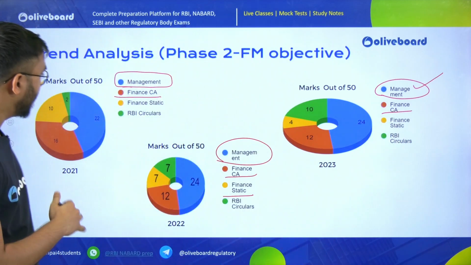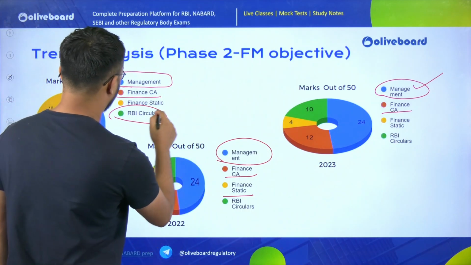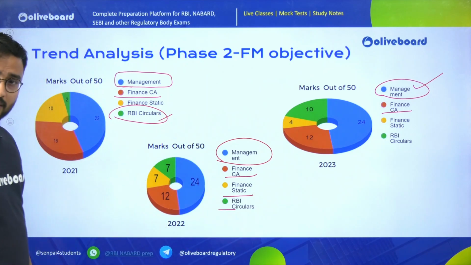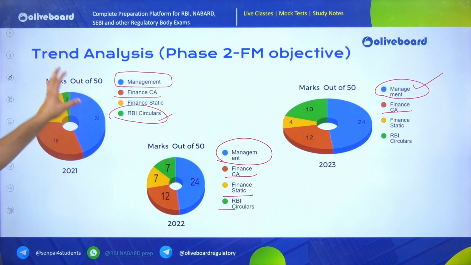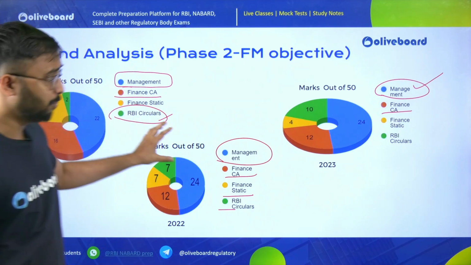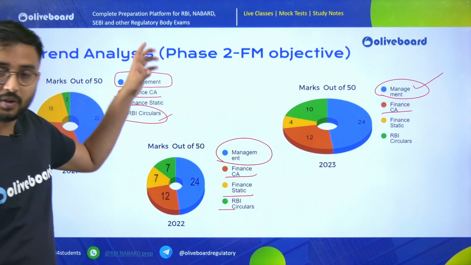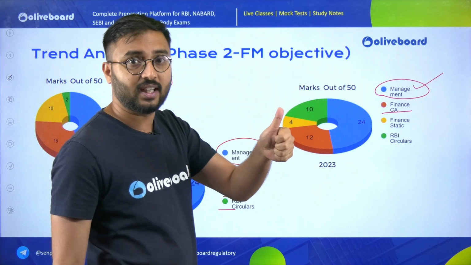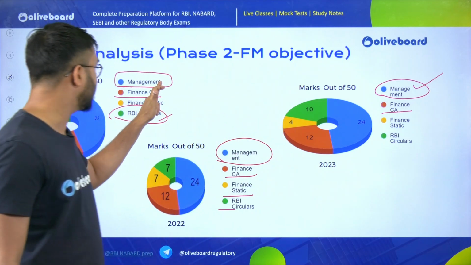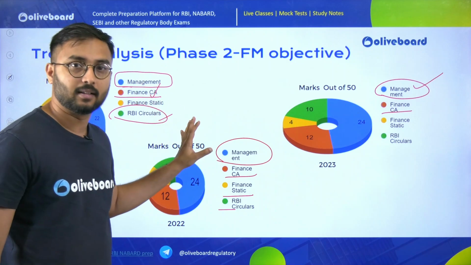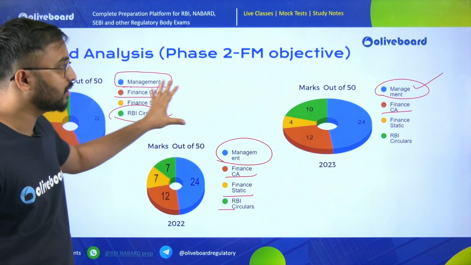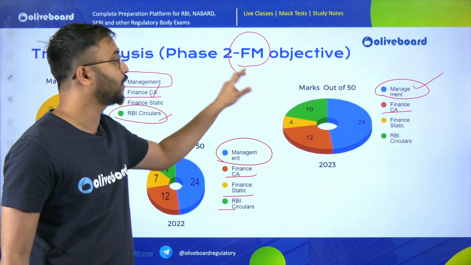And the next biggest part is RBI circulars. So in this way, you can definitely go after important topics in the finance as well as management. So first is concentrating on management static. Second is finance current affairs. Third is finance static. Okay. So these are the 3 important topics you should be concentrating on in finance and management.